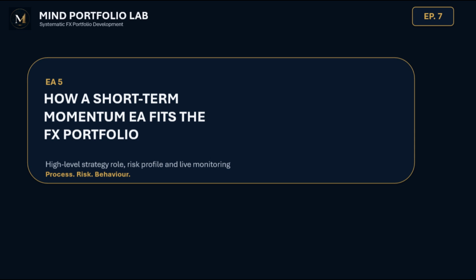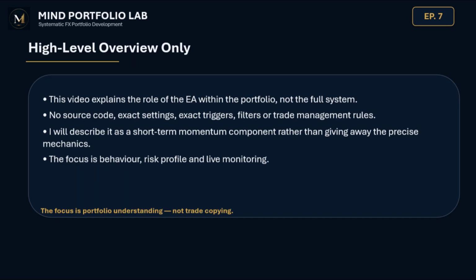This is the next video in the individual EA overview series. In the previous videos, I looked at a previous day level component, a structure-based component, a session-based component, and a confirmation-based component. In this video, I'm moving on to another system in the portfolio, which I'm going to describe at a high level as a short-term momentum EA. Internally, this is the EA I refer to as Carnage.